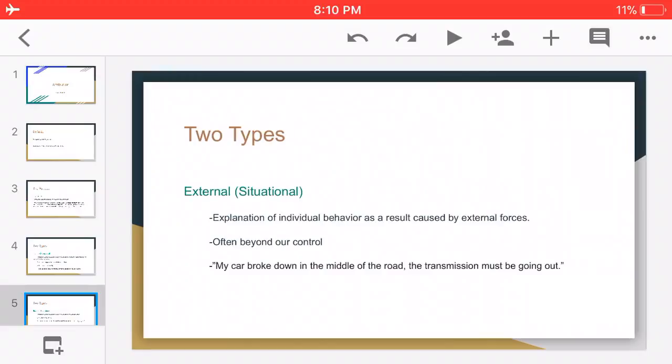The second type of attribution is an external or situational attribution. This is the explanation of individual behavior as a result caused by external forces. So again, a little redundant there, but it's basically things that are out of our control. So an example of this type of attribution is, my car broke down in the middle of the road. The transmission must be going out.